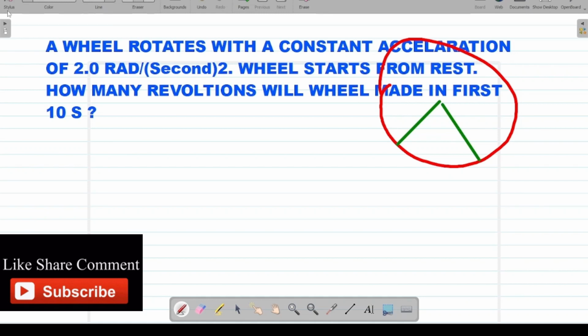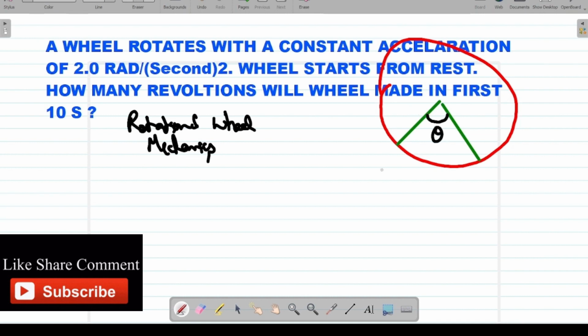Today we will quickly solve one numerical based upon rotational mechanics. So, what is rotation of wheels? That is on rotational mechanics. Okay. Students, we already learned in the laws of motion, v equal to u plus at, s equal to ut plus half at square, and v square minus u square equal to 2as. So here we will just follow the same, but in place of displacement, it's an angular displacement.